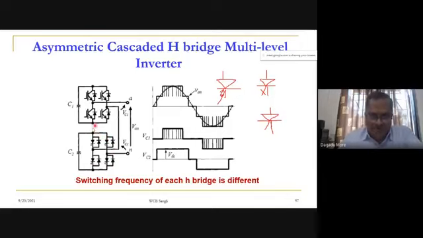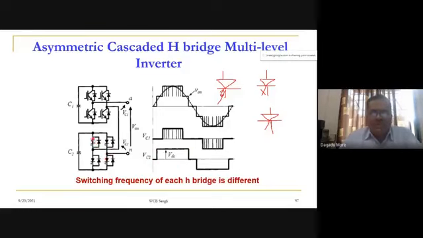So here, for one bridge we use the GTO because it is suitable for low frequency application, and IGBT is suitable for high frequency. So we make a hybrid combination. So we can make a PWM switching for this IGBT H bridge, and it's the power frequency switching for the GTO based H bridge. So the GTO based H bridge is operating at a power frequency.